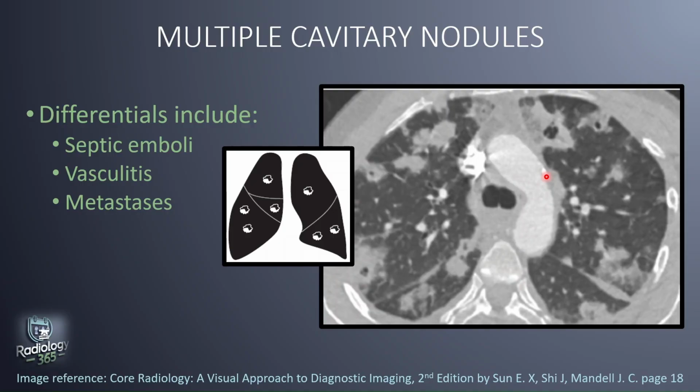When we see multiple cavitary nodules, the differentials include septic emboli, which is typically peripheral, vasculitis, including granulomatosis with polyangiitis, metastasis, classically squamous cell carcinoma, but any metastatic lesion can cavitate. But the most common cavitary metastatic lesion is squamous cell carcinoma.